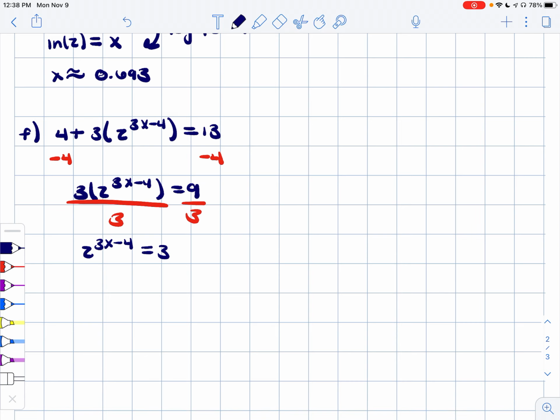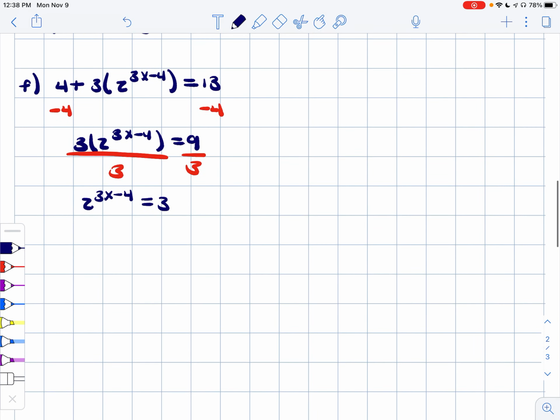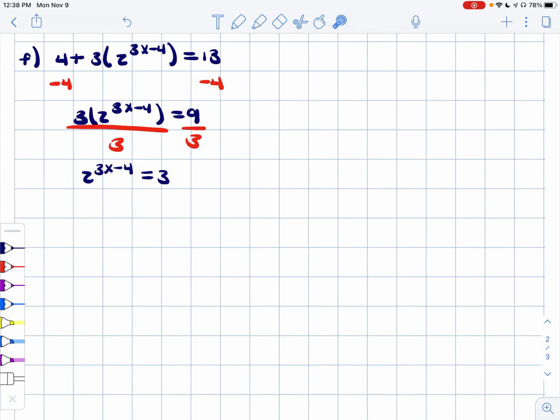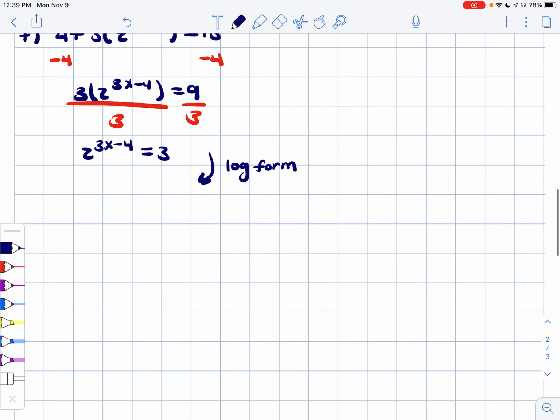Now we're not going to be able to rewrite both sides as the same base. Again, we have base 2 on the left, base 3 on the right. There's no way we can make those the same. So we're just going to switch this into log form using the definition. So that's going to become the log base 2 of 3 is equal to 3x minus 4.